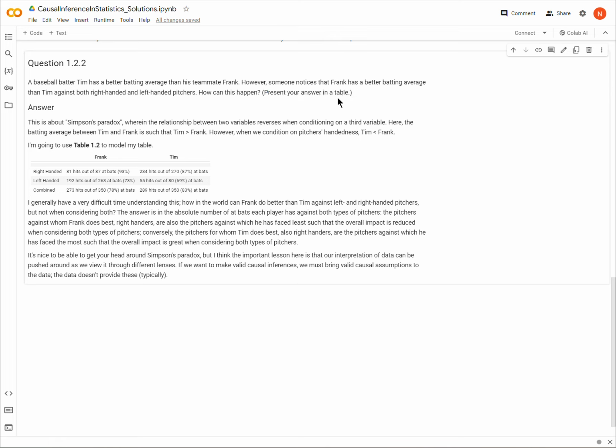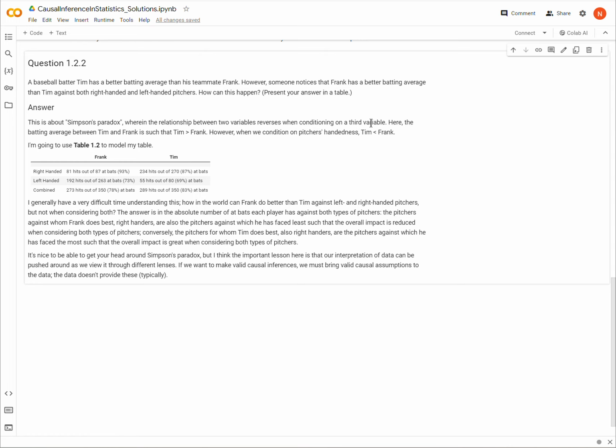Okay, so hopefully you're reading along in the book, and what this question is talking about is the phenomenon of Simpson's paradox. Simpson's paradox is basically where the relationship between two variables, here Tim's batting average and Frank's batting average, can reverse when we condition on a third variable. And then if we go on to condition on a fourth variable, it might flip again. And if we condition on a fifth variable, it might flip again, and so on and so forth.